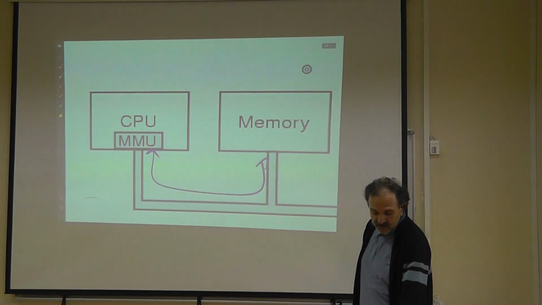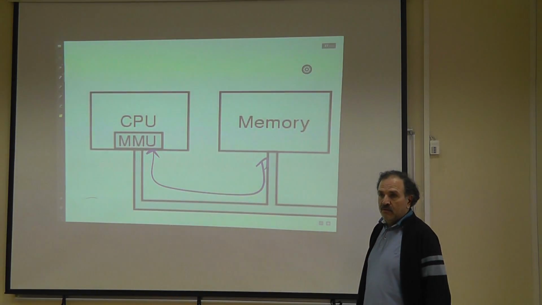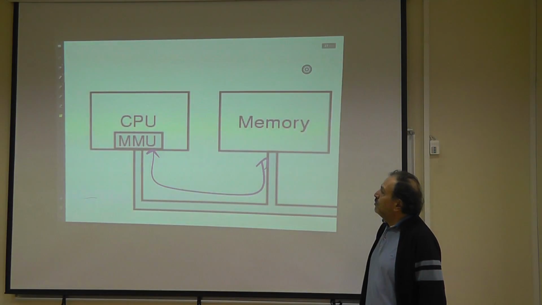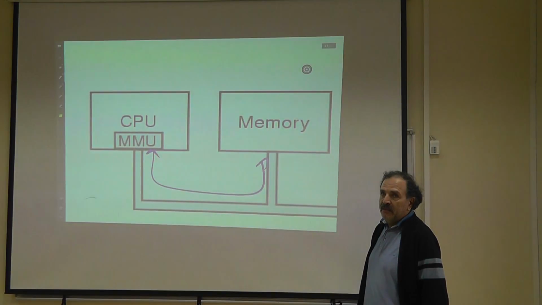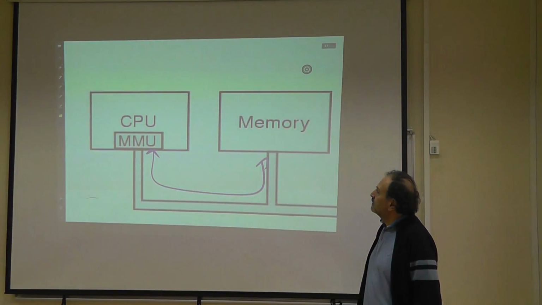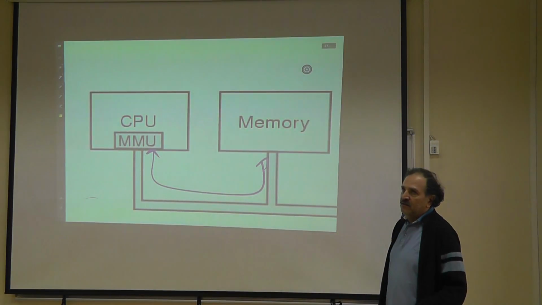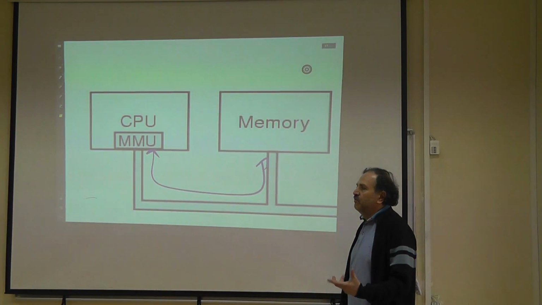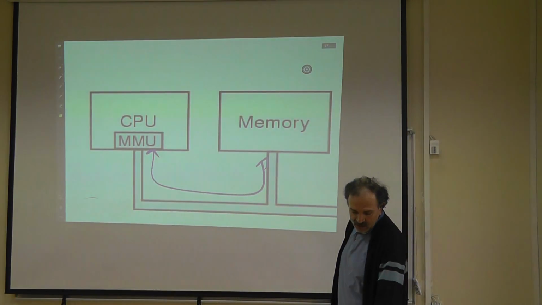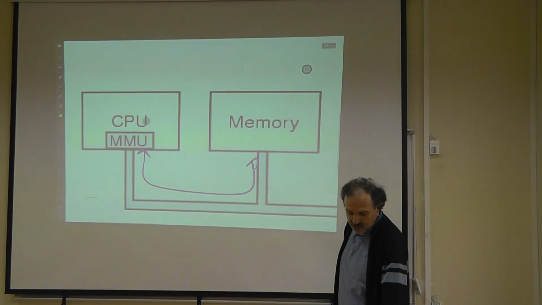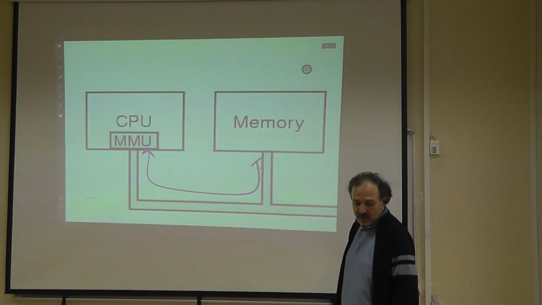Okay. How about this one? What is this? MMU. Memory management unit. The memory management unit is a crucial part of the operating system abstraction. Memory management: the CPU says, okay, I want to write the number 5 to the 5th location in the memory, okay? Write number 5 to the 5th location in the memory.